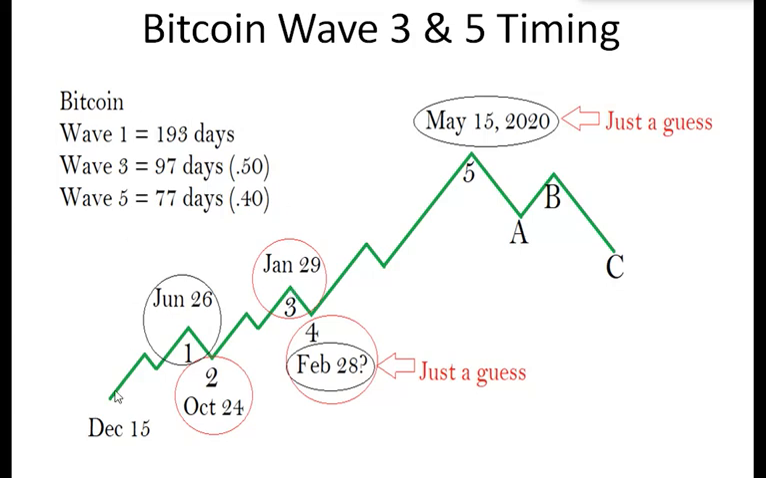And so if we look at wave 1 from December 15th, 2018 to June 26th, 2019, this was 193 days. And so if wave 3 was that amount of time or less, you go from October 24th, you take the 193 days, times it by 0.5, and it comes out to like 96.5. So in that instance, I round up to 97 days. You go October 24th, add 97 days.